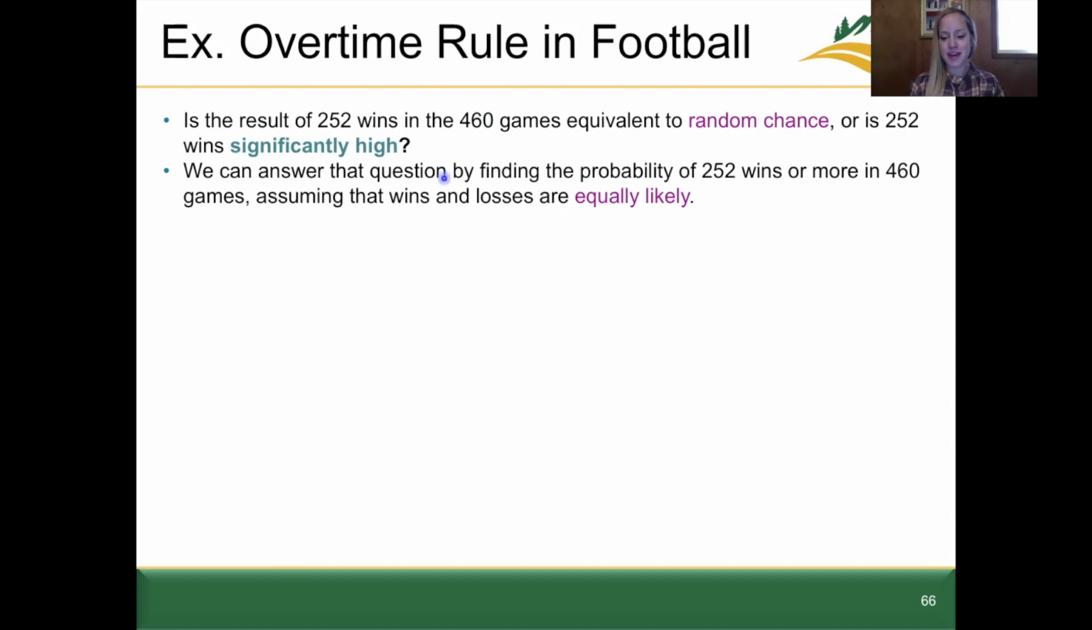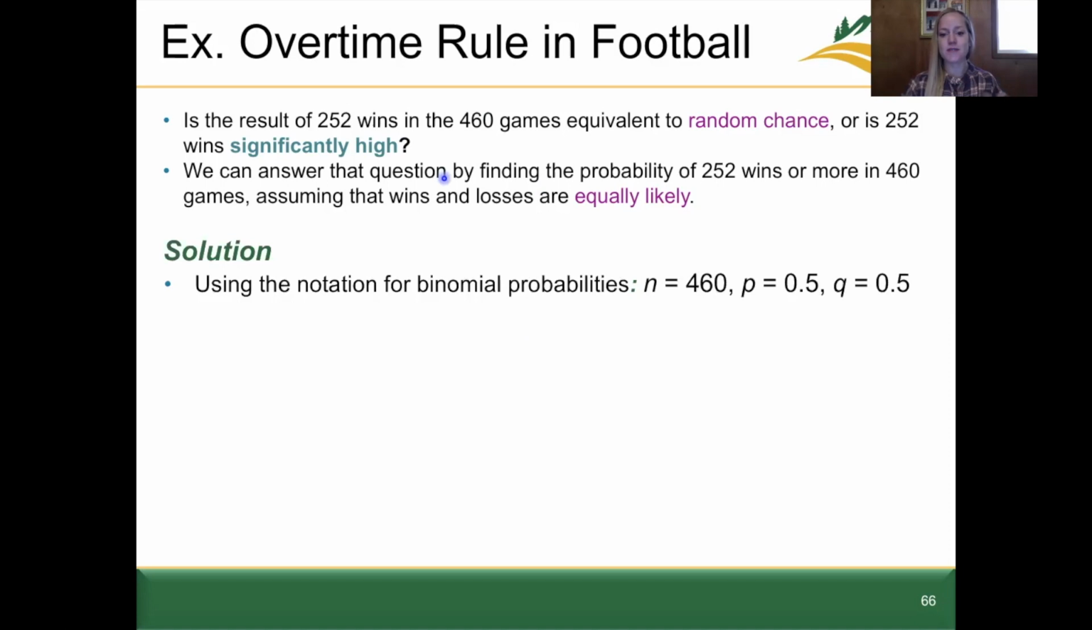So knowing that we can, though, the next step would be to figure out all of our notation. If we have n number of trials, that's 460 games. Because we weren't given a probability in the question, as just mentioned, the probability of winning and losing is equally likely. When two cases are equally likely, it's a 50-50 chance. Therefore, P and Q both need to be 0.5. They both need to add up to 1.